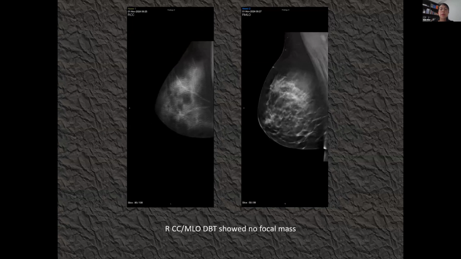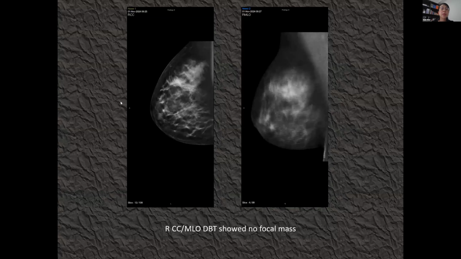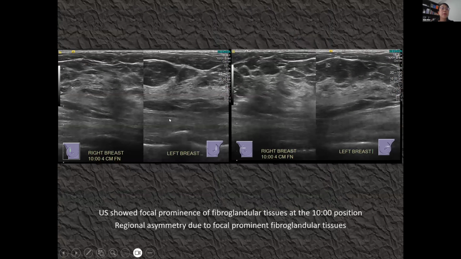Because of the breast density, we also took her back for ultrasound. These are side-by-side mirror images comparing the right side and the left side. On ultrasound, there is a focal prominence of glandular tissues at the 10 o'clock position when you compare the right upper outer quadrant at the 10 o'clock position to the left side. In the transverse plane, same finding of focal prominence. And therefore, the DBT has been used to answer the clinical question of asymmetry in the right upper outer quadrant, which is due to focal prominent glandular tissues.